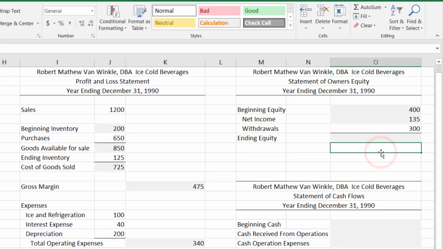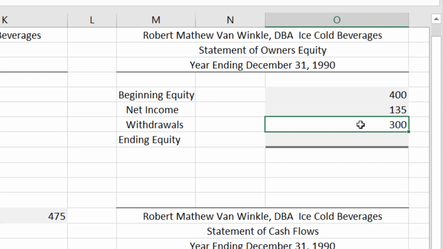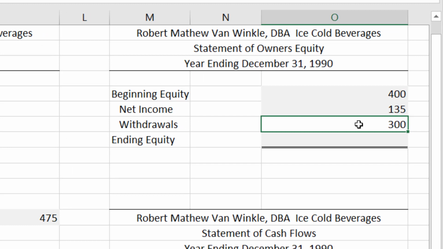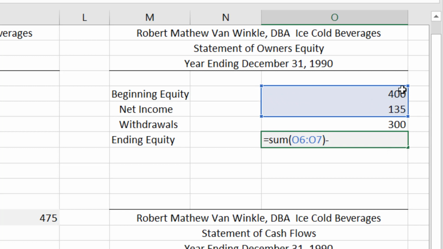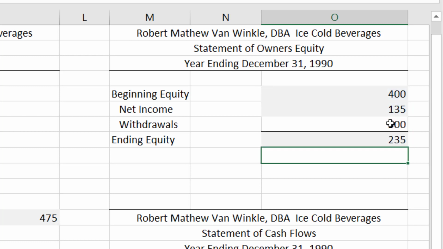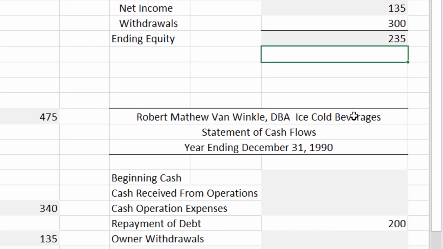Now we calculate the ending equity, but before we do that, we have this item here called withdrawals. That's an old term that represents the money that you pulled out of the business for your own personal use, which is kind of why you run a business, right? This is where you paid yourself. So we're going to type an equal sign, and we're going to type sum, open parentheses, and then we're going to highlight the beginning equity and the net income. And we're going to close that parenthesis, and then we're going to subtract our withdrawals of 300 by clicking on cell 08. And we hit enter, and we see our ending equity is $235.